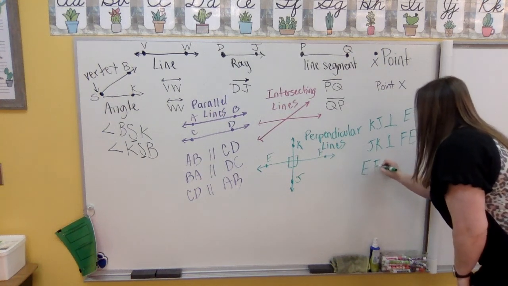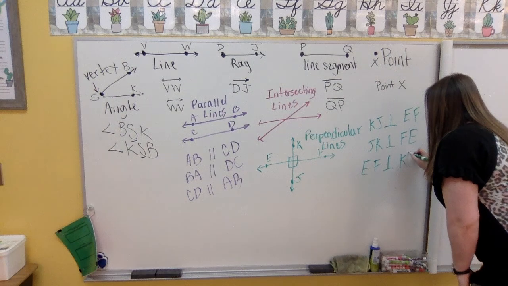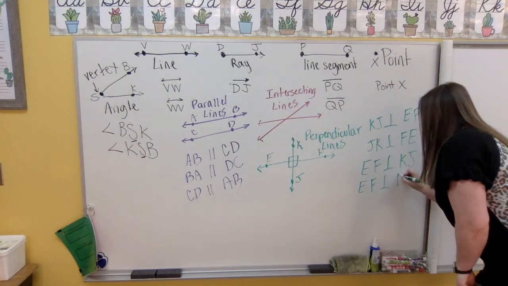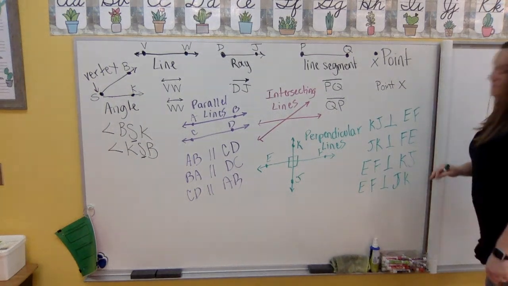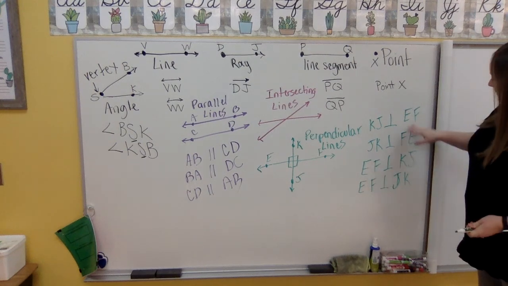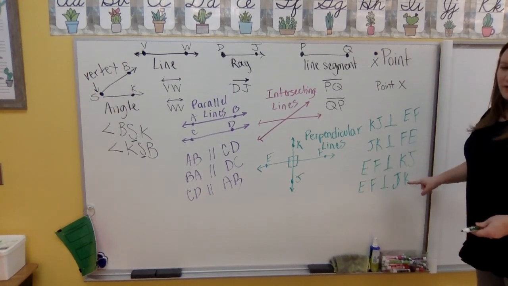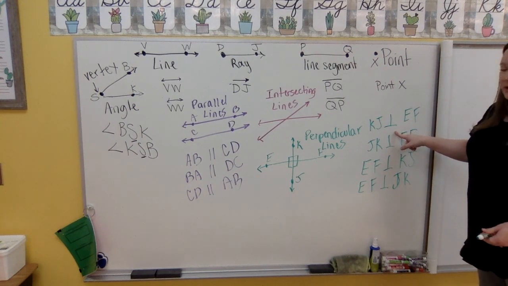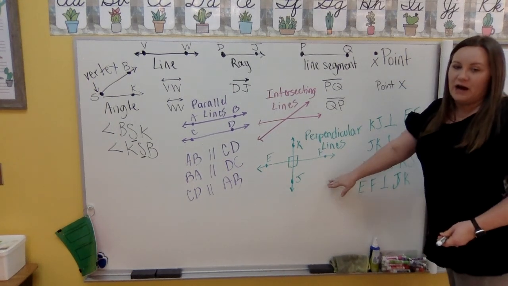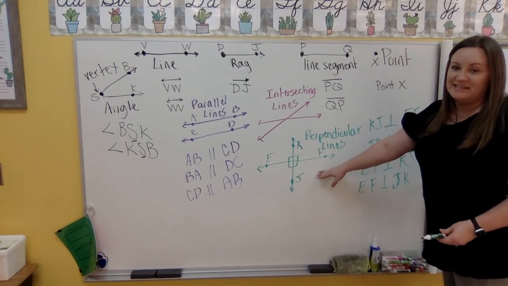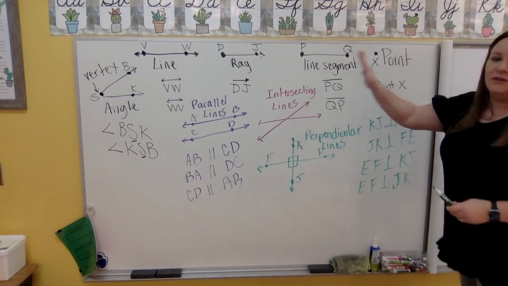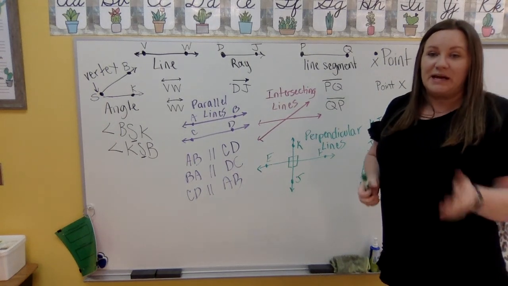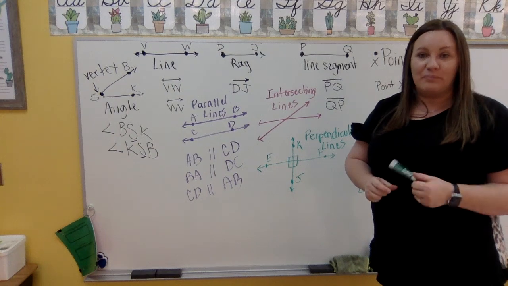You could write EF is perpendicular to KJ. You could write EF is perpendicular to JK. As long as the E and the F are together on one side, and the J and the K are together on the other side, and they're separated by this shape, this upside down T, which means perpendicular, any of these answers would be correct for how to label this perpendicular line segment. That's it for the labeling. The next lesson that we're going to do is going to be working with two-dimensional shapes and how to determine if two-dimensional shapes are perpendicular or parallel.